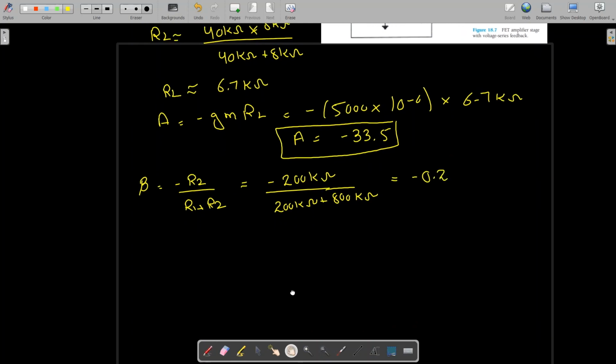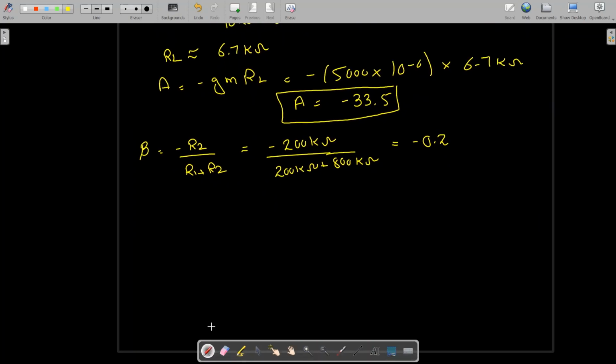Now once the beta is found out, we can find the voltage gain with feedback, that is equal to A divided by (1 + βA). Here A is the gain without feedback, which has been found out to be -33.5.